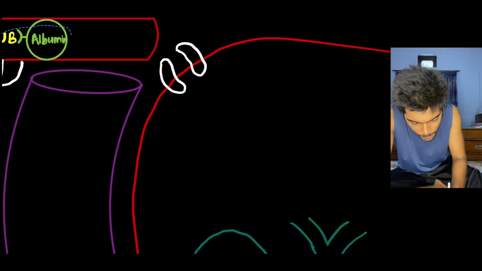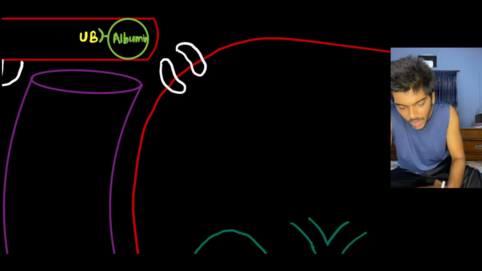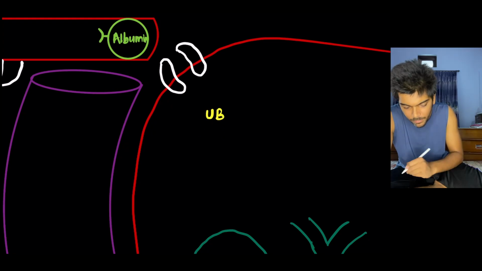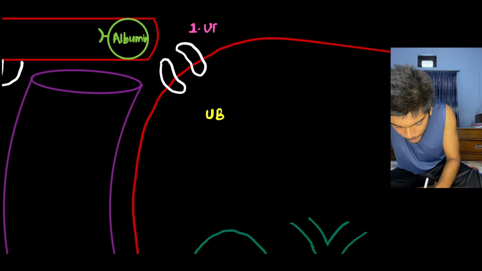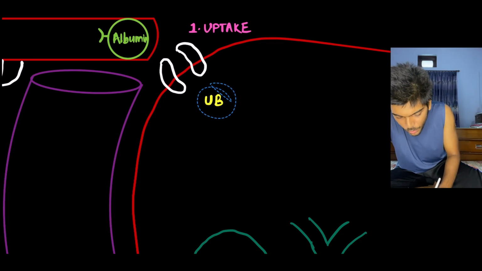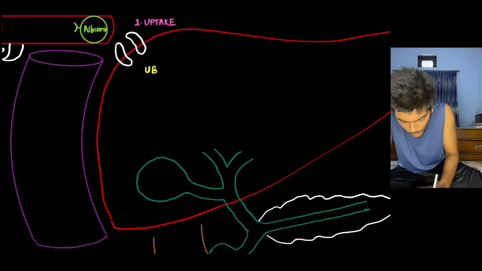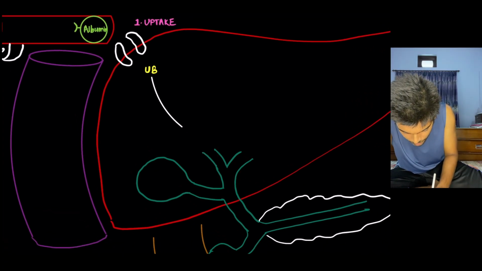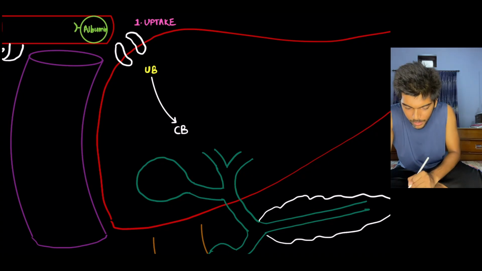So the unconjugated bilirubin gets carried by the albumin to your hepatocyte. This unconjugated bilirubin is then taken up by the hepatocyte. The process, the very first step, as I said earlier, is referred to as uptake. It takes place by facilitated diffusion. Now that unconjugated bilirubin is present within the hepatocyte, it goes through what? It goes through conjugation, and the unconjugated bilirubin becomes conjugated bilirubin.